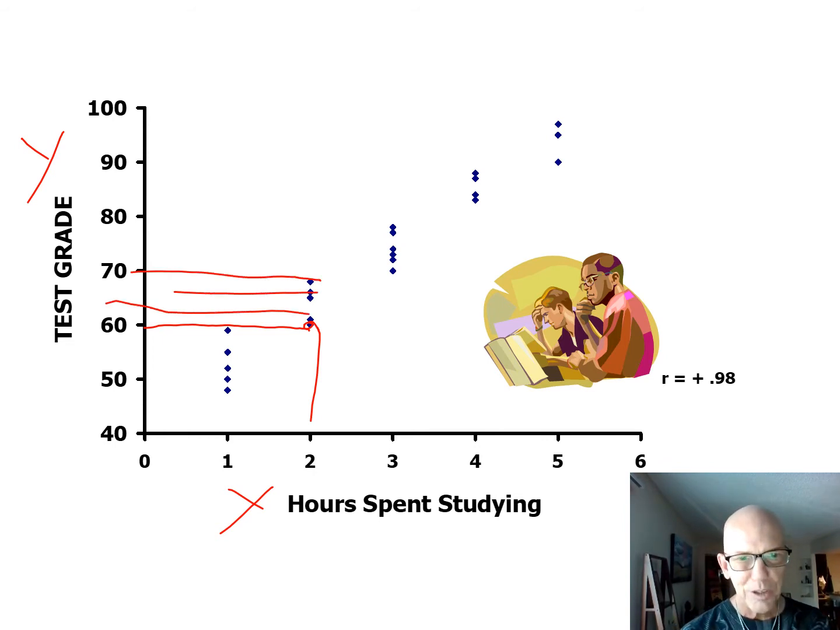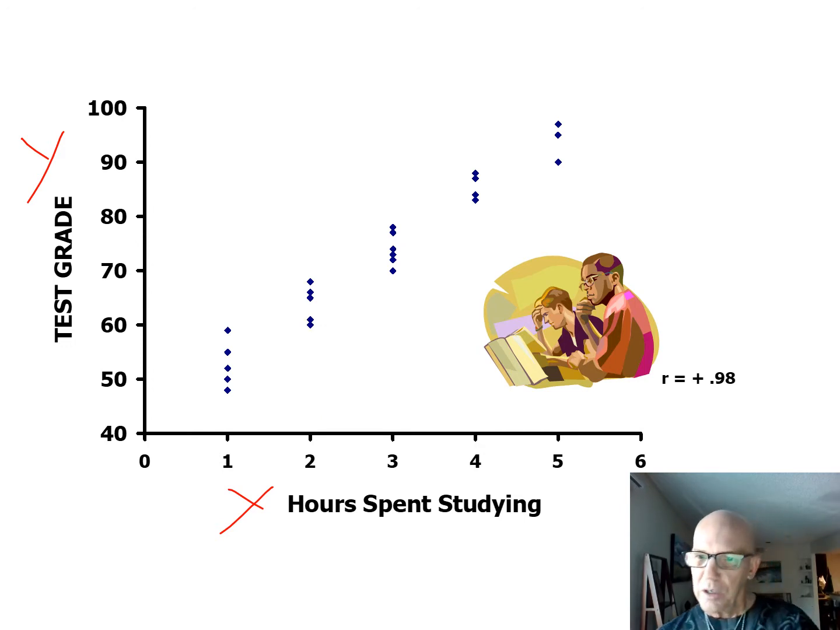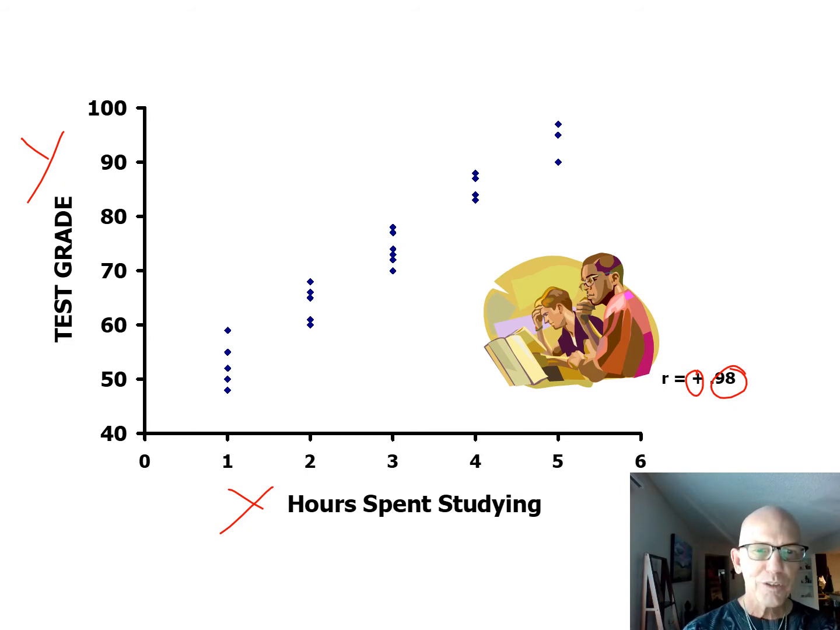Okay, so let me get this off of here. Now, you can see R equals positive .98, so 98%, almost 100% correlated. You can see the trend. But this is a bad chart. Why? Because there's some people that don't study at all and make a 100, and other people that study a lot and they make a bad grade. So I made the data be perfect.